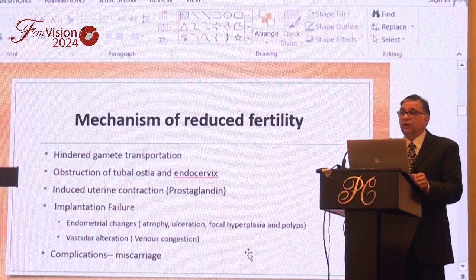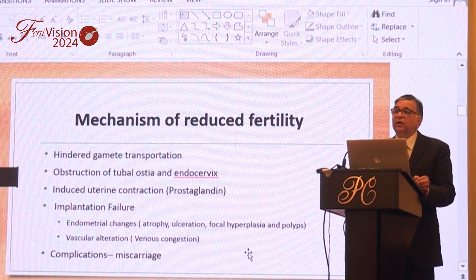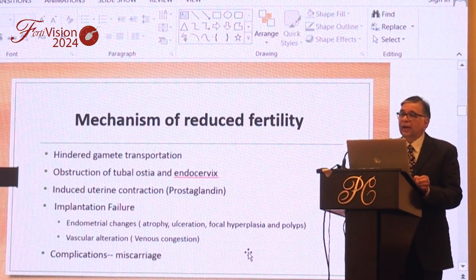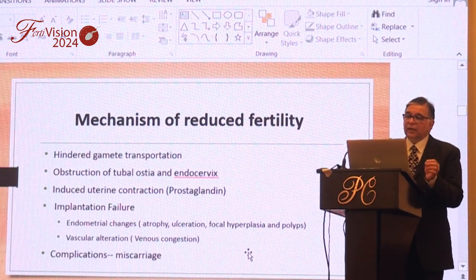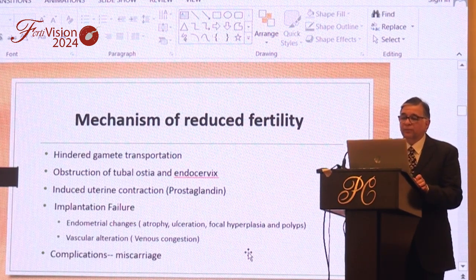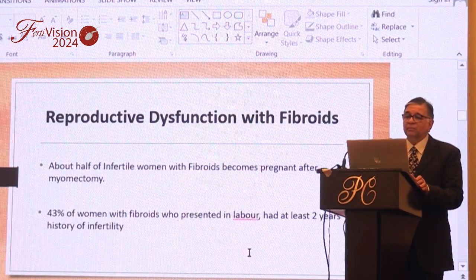If they are projecting into the cavity, they can actually work like an IUCD and impede any attachment of a new embryo there. And then they sometimes give rise to complications like irregular bleeding from the site of the fibroid in the uterine cavity, or can give rise to miscarriages as well.